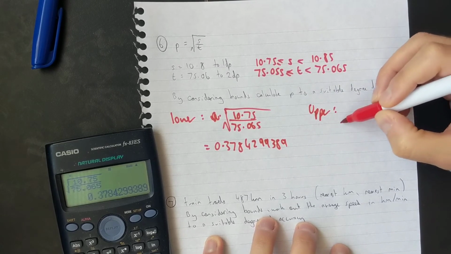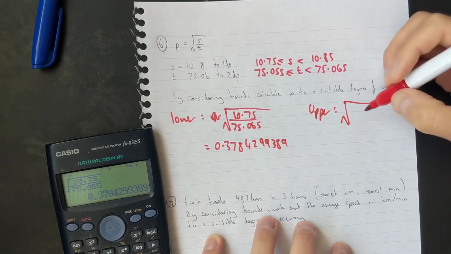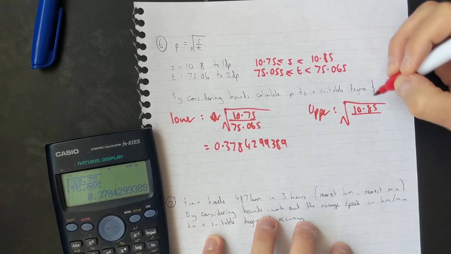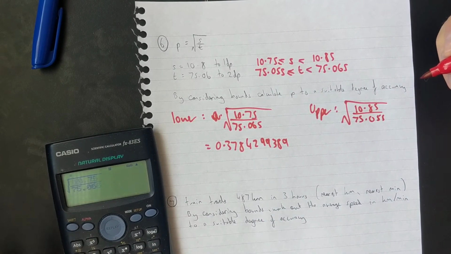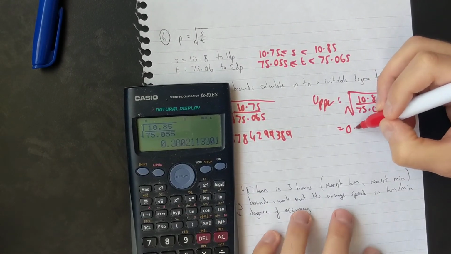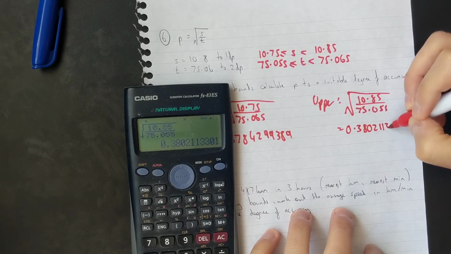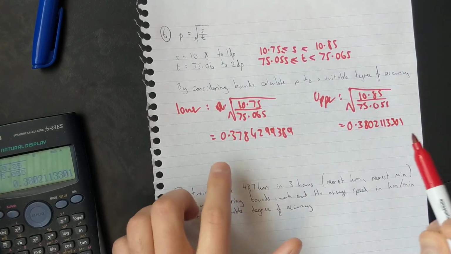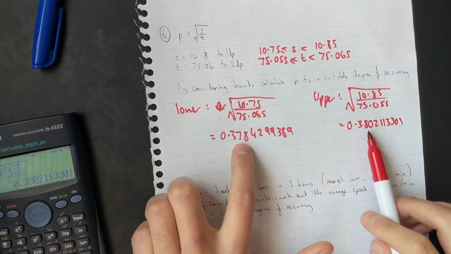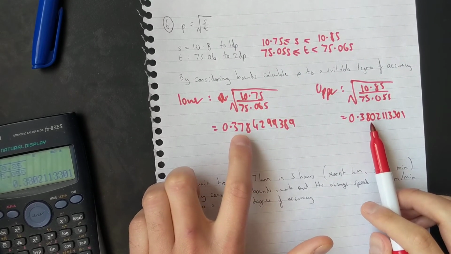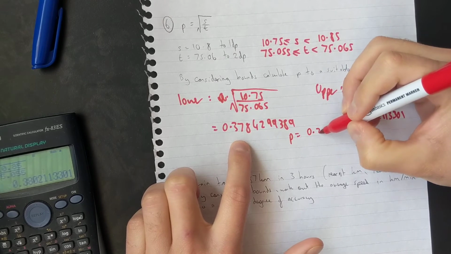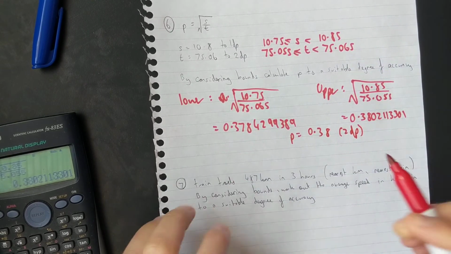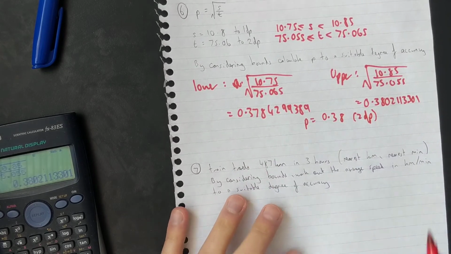And then the upper bound is going to be the biggest value of s divided by the smallest value of t. That's going to be 0.3802113301. So, where do these both agree to? So, here, we change on the second decimal place. This would round to 0.38. This would also round to 0.38. So p is equal to 0.38 to 2 decimal places. Again, because upper and lower bound both agree to this.